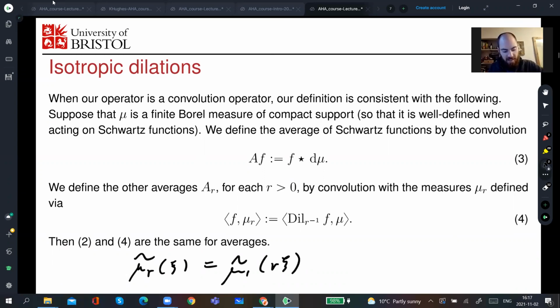And so c is a vector, right? So when I say r times c, I just mean each coordinate is multiplied by r. And this is that isotropic scaling. Each coordinate is dilated by the same amount.